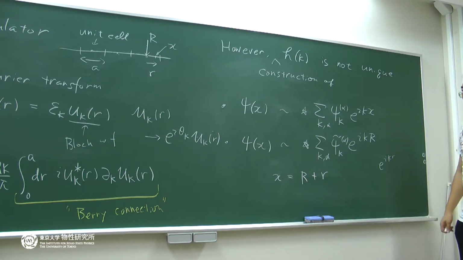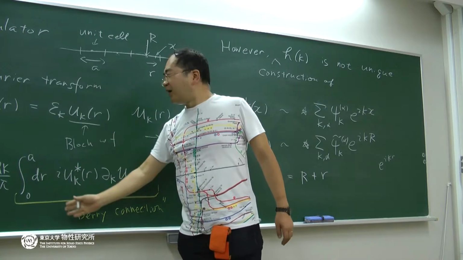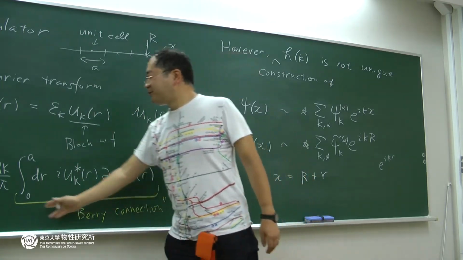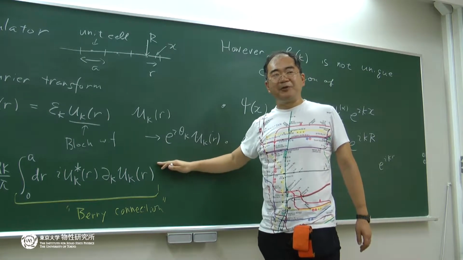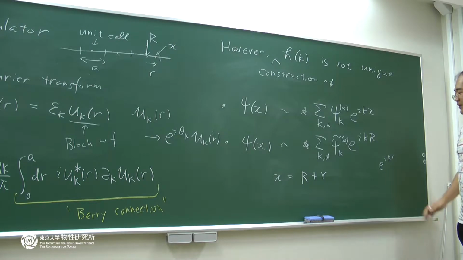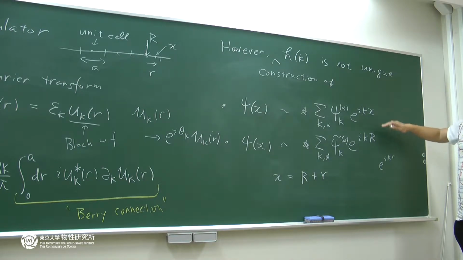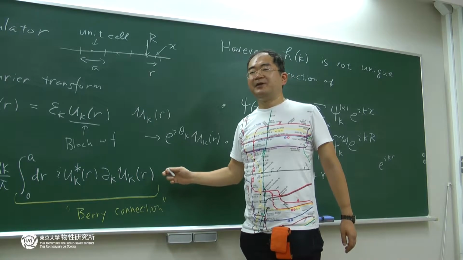But the interesting point is that you can do this construction and define this polarization using the Berry connection or Wilson loop in the momentum space. But what you find is that depending on which choice you make, actually the value of polarization is different.